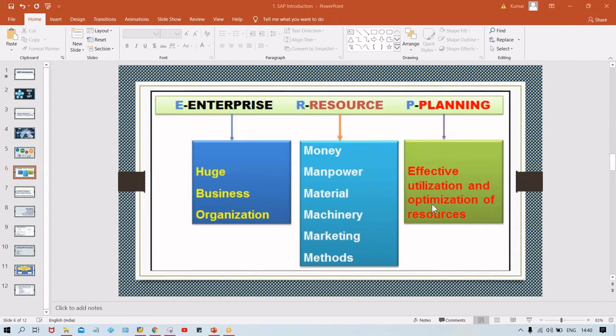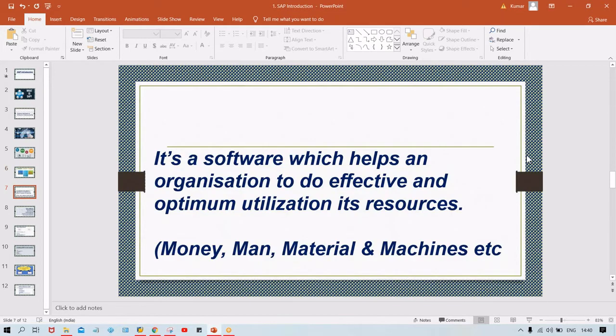Now if you talk about the definition, look at here, the definition is quite simple. ERP is nothing but a software, or a tool, which helps an organization to do effective and optimum utilization of its resources. What are the resources? Man, money, machines, etc. Now I'll quote a very simple example so that you guys will have a perfect understanding of the definition I quoted here.